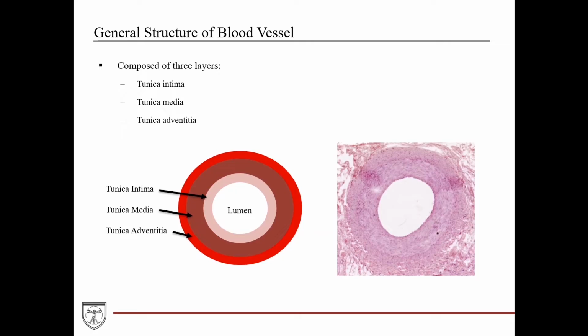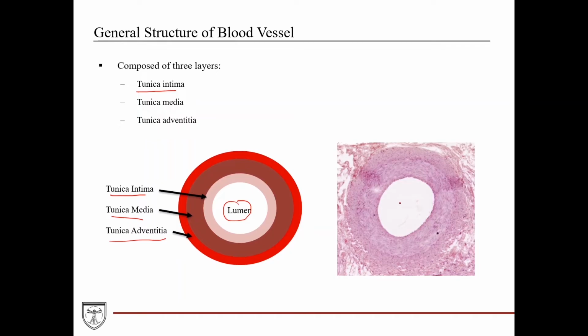So the general structure of a blood vessel, whether it's an artery or a vein, has 3 layers histologically. It has the tunica intima, which is the innermost layer next to the lumen. So here's the lumen, and you have the tunica intima. Then you have the tunica media, which is the middle layer, the muscular layer. And then the tunica adventitia, which is the outermost layer, kind of the casing or covering for the vessel.